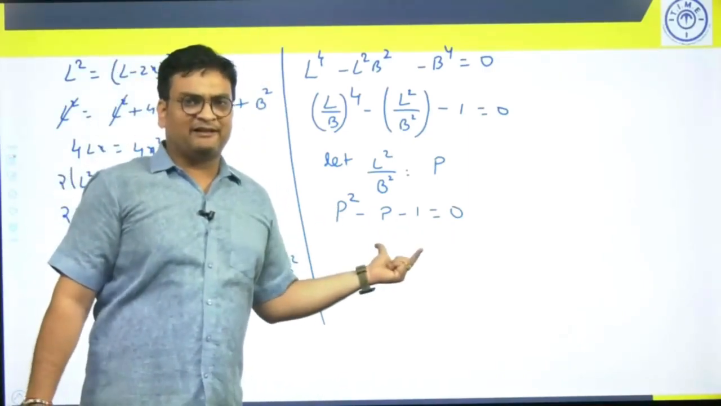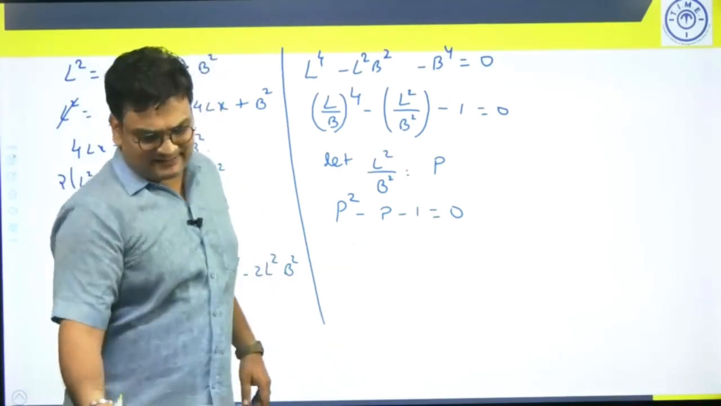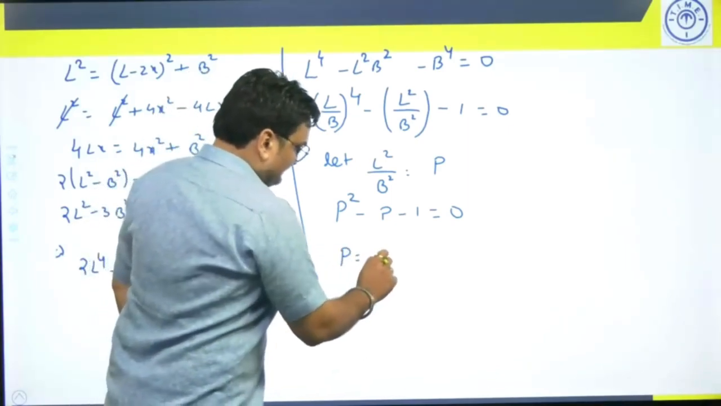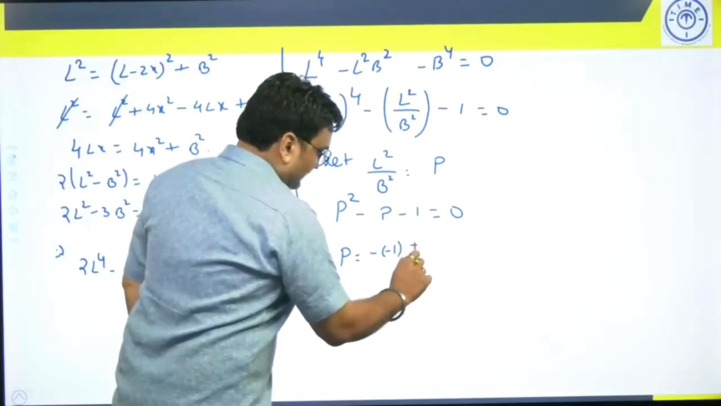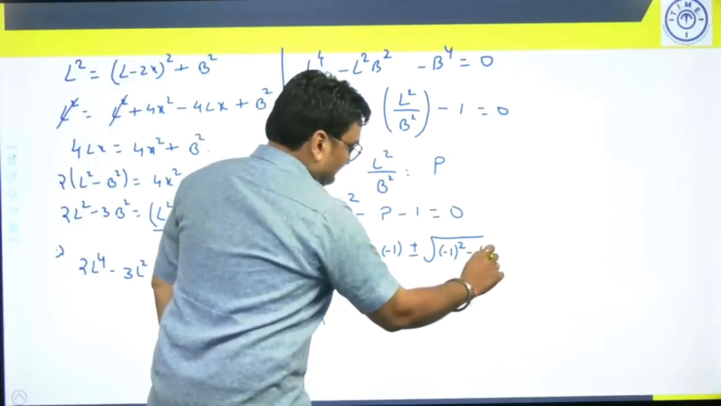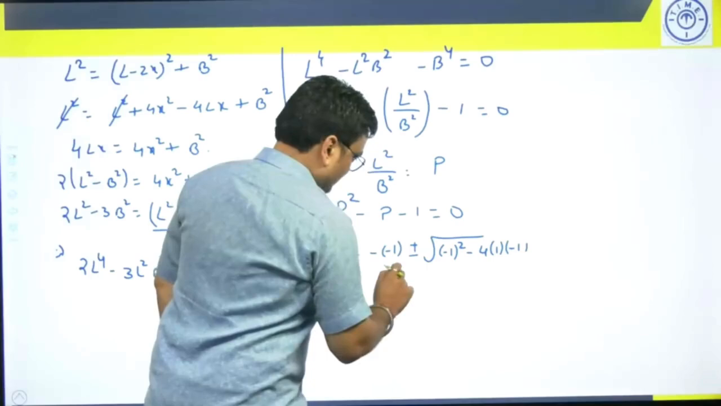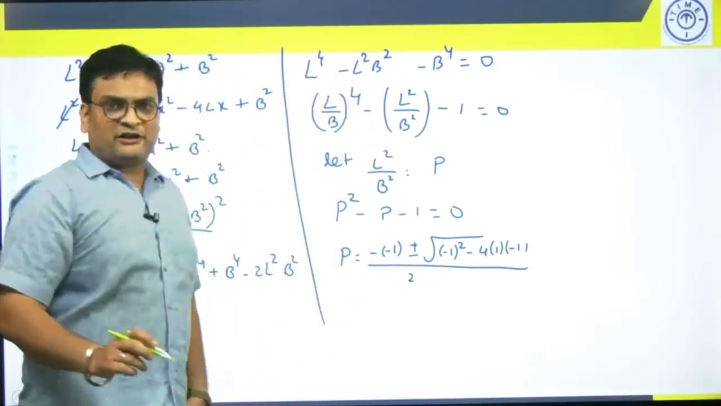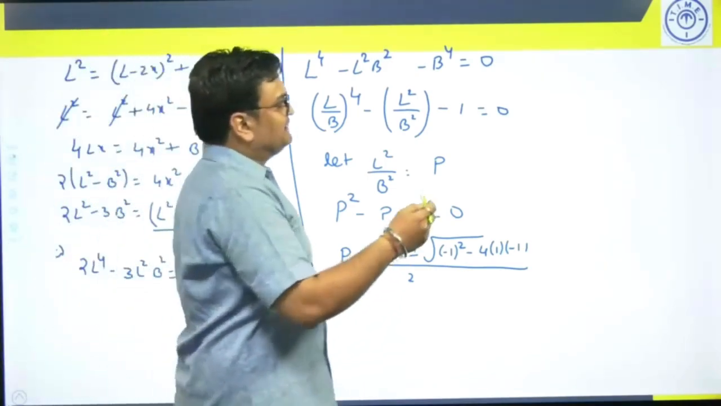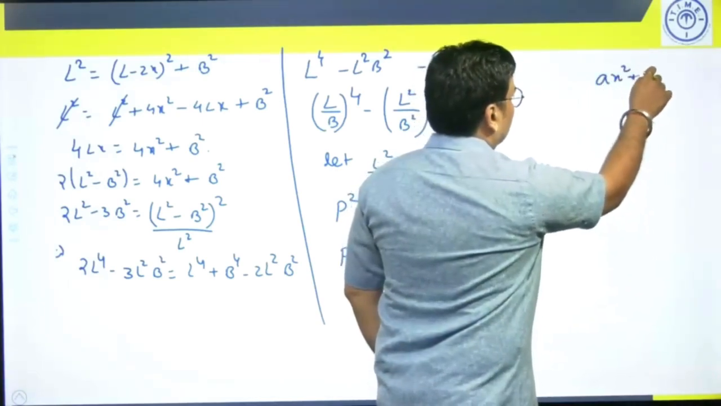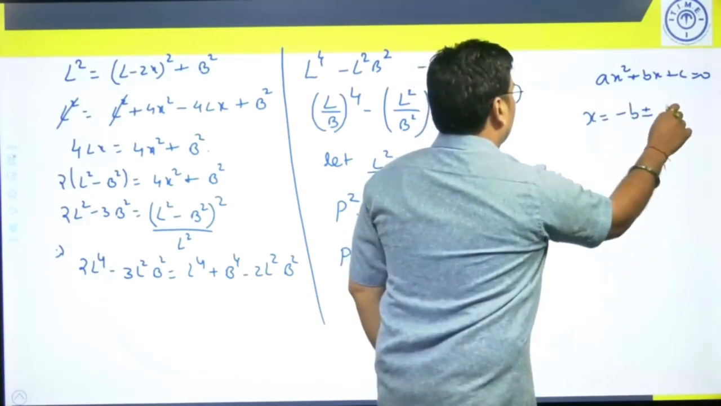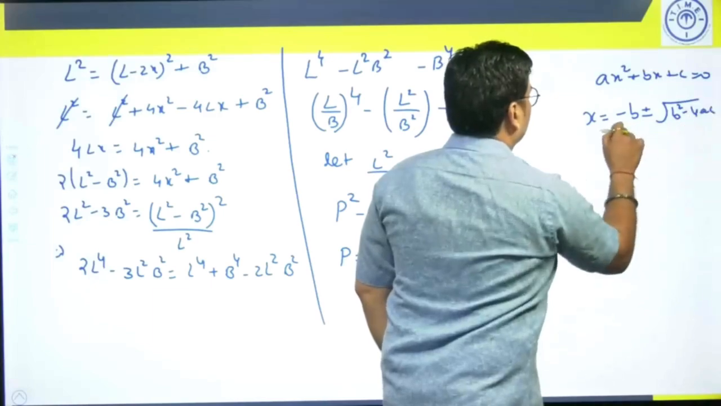Now how do we solve it? We can use a formula because factorizing it is not an option. You cannot really factorize this. So let's use the formula for this. So when I use the formula, p will be equal to what? Minus b plus or minus root over b square minus 4ac upon 2a. I hope you all remember the formula. The formula for finding the roots is, I'll just write it down and clean it. For the equation ax square plus bx plus c equal to 0, the roots are minus b plus or minus root over b square minus 4ac upon 2a.